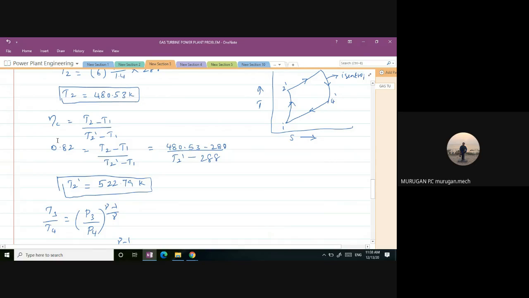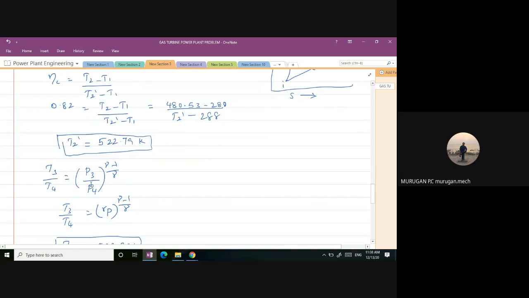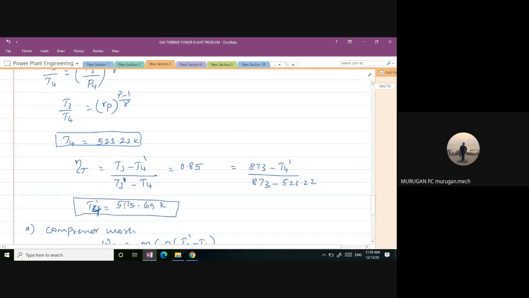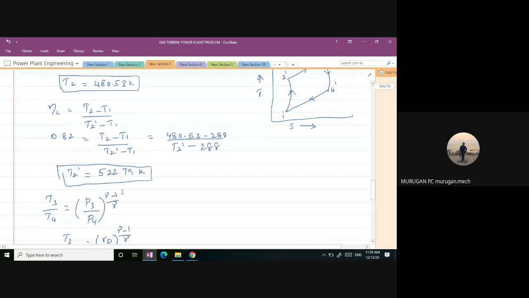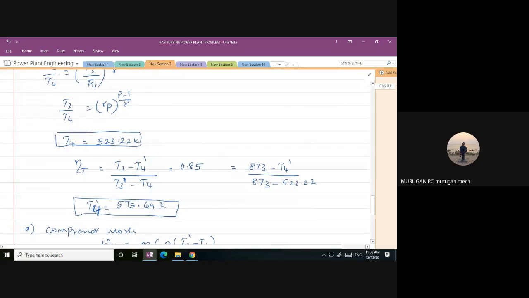So we can write the relation: T2 minus T1 divided by T2 dash minus T1. They have given the isentropic efficiency of the compressor as 0.82. So 0.82 is related with T2 minus T1 divided by T2 dash minus T1. So T2 dash can be given as 522.79 Kelvin. Likewise, we have to find out the T4 temperature as well as the T4 dash temperature using the same relations we obtained here. So the same relations give us 575.69 Kelvin.